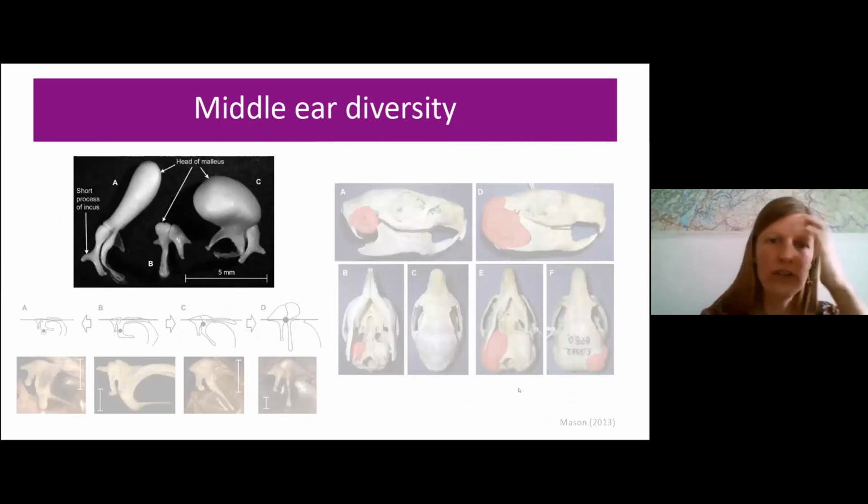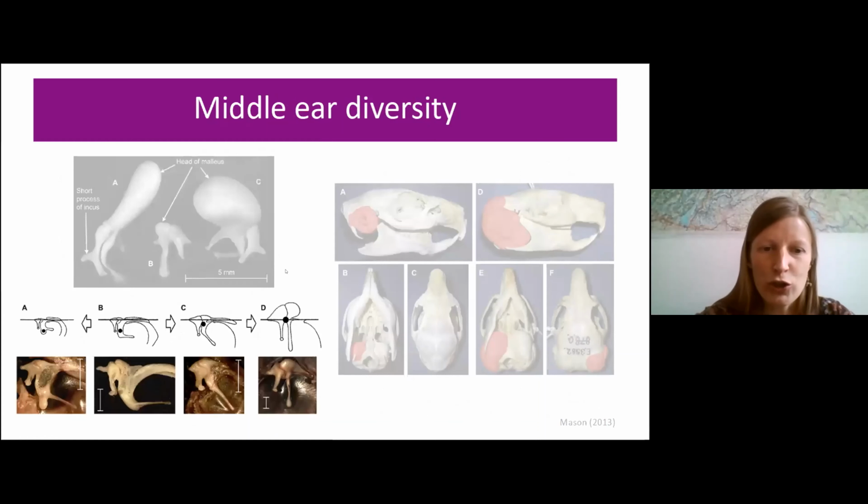Regarding the middle ear, you have some innovations. First, the two new middle ear ossicles, but also in terms of shape, you have a huge diversity. For example, you have a huge head of the malleus in some species, which is an adaptation to detect vibration for subterranean species. Also, you have different types of middle ear, so the shape of each ossicle and how they are arranged and how they function relative to one another depends. And you have some convergence.